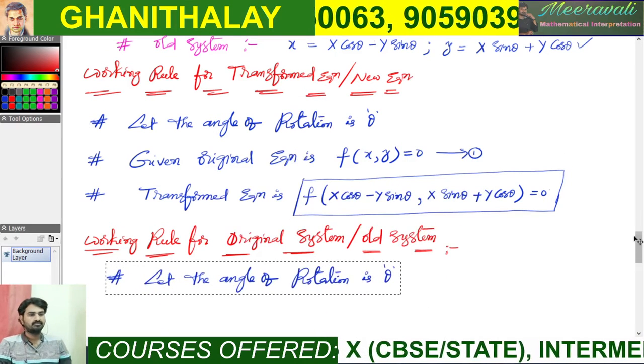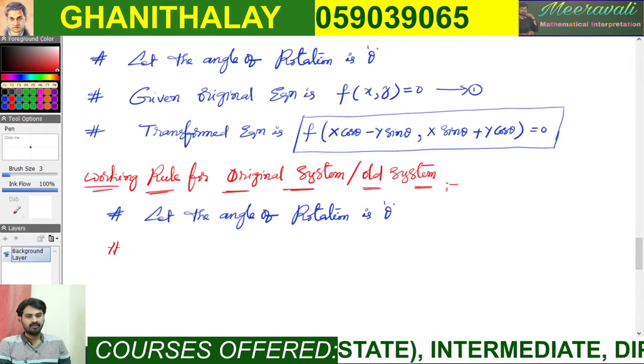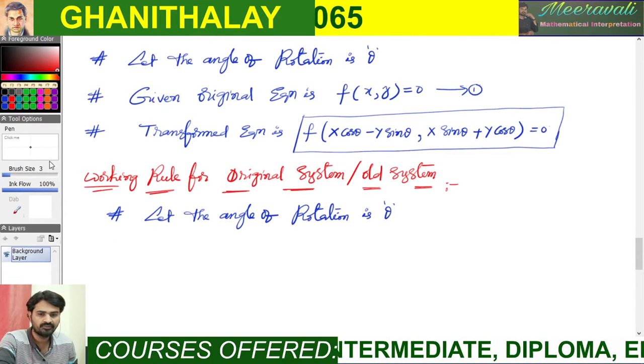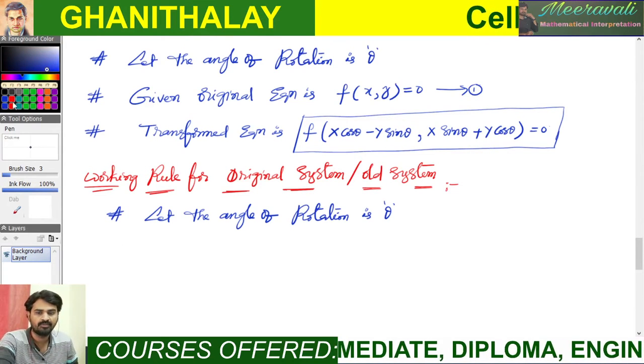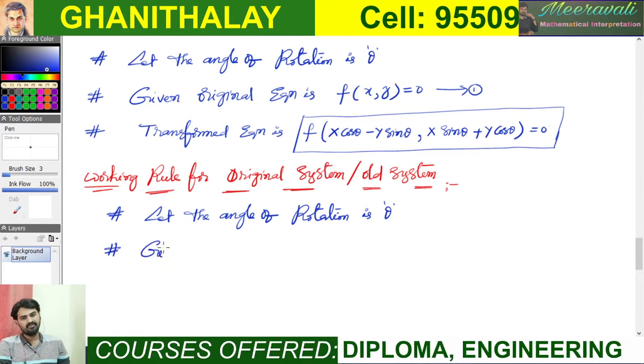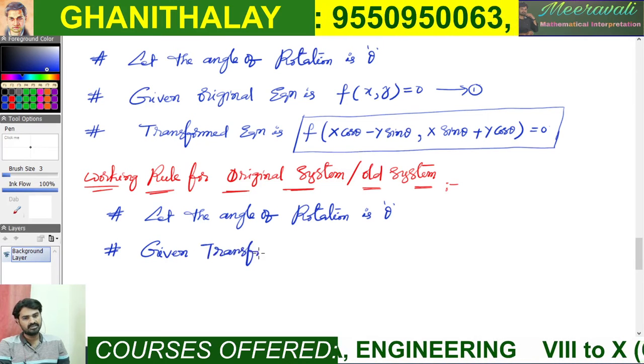Second one, the equation. Which type of equation is given in this one? Here the original equation we are going to find. That means in the given problem we have the transformed equation. Given which equation? Transformed equation.